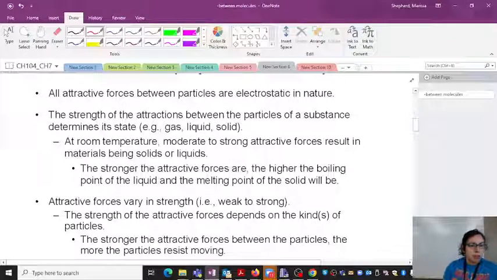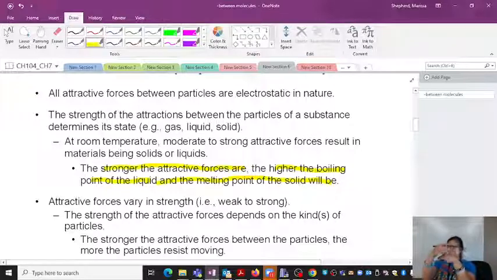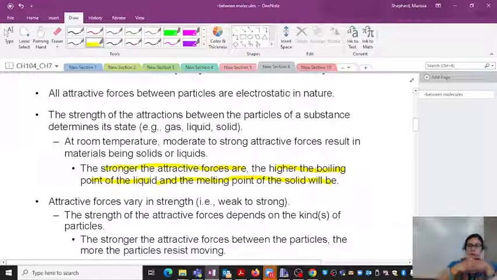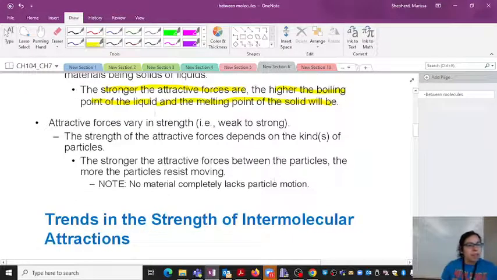At room temperature, moderate to strong attractive forces result in materials being solids or liquids. The stronger the attractive forces are, the higher the boiling point of the liquid and the melting point of the solid will be. And that makes sense, right? Stronger intermolecular forces mean it's going to take more energy to break them apart and get them into their next phase. Attractive forces vary in strength, so we'll look at the 3 main categories and how to rank them.